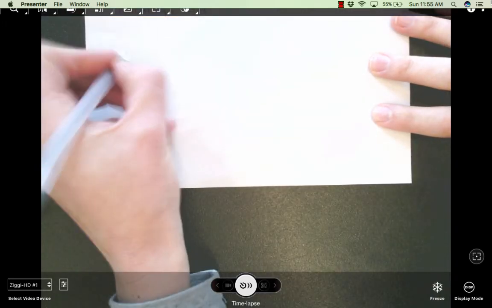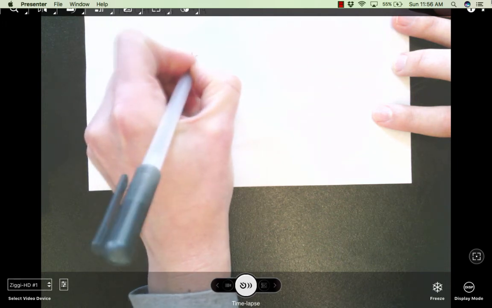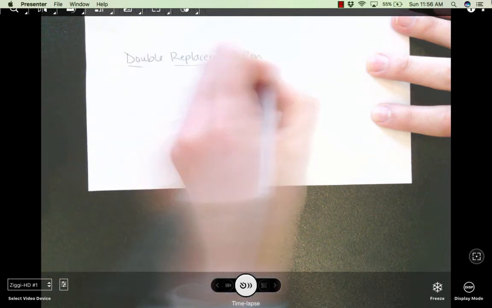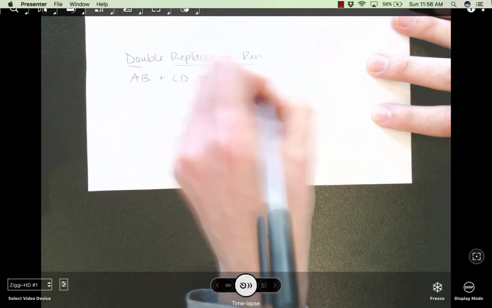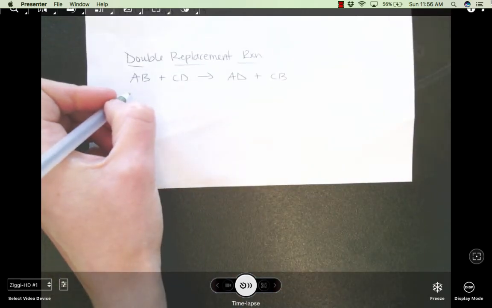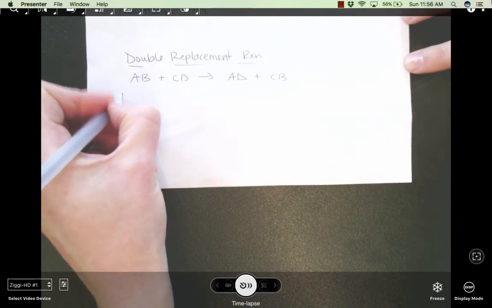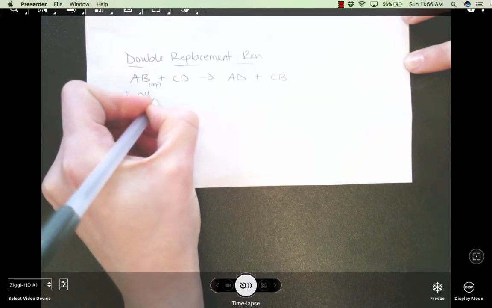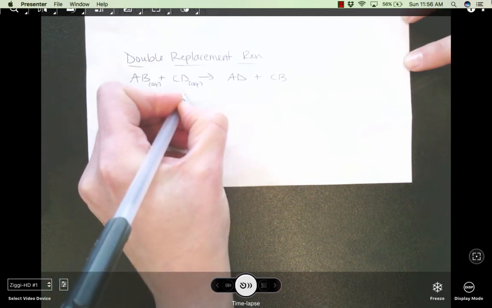The last type of reaction that we're going to be dealing with is the double replacement reaction, and we're already a little familiar with these from our last unit. So the double replacement reaction, AB plus CD produces AD plus CB. And so let's say that we have sodium hydroxide. AB is always aqueous. CD is always aqueous.